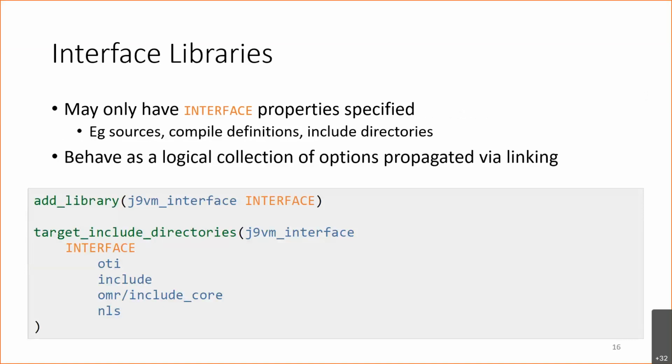And then interface libraries, as the name might imply, can only have interface properties specified on them. So, interface sources, interface compile options, and the like. So the way you kind of have to think about them is a named collection of options that you want to propagate to other targets with linking. So as an example, in J9, we have J9 VM interface, which here we set a number of our common include directories, and then we'll link all our targets against J9 VM interface so that they all inherit those common include directories.